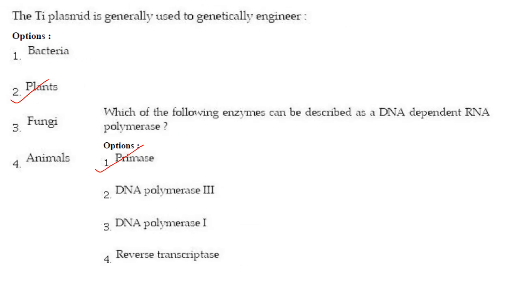Next one. The Ti plasmid is generally used to genetically engineer option 1, bacteria, 2, plants, 3, fungi, 4, animals. Answer is option 2, plants.